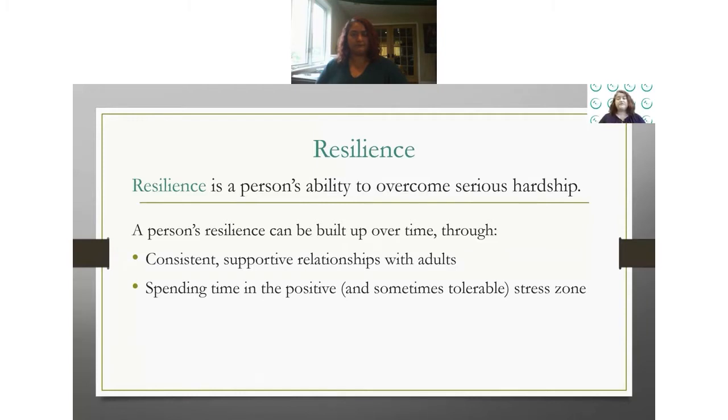Resilience is a person's ability to overcome serious hardship, and the number one way to protect against the risks associated with trauma.